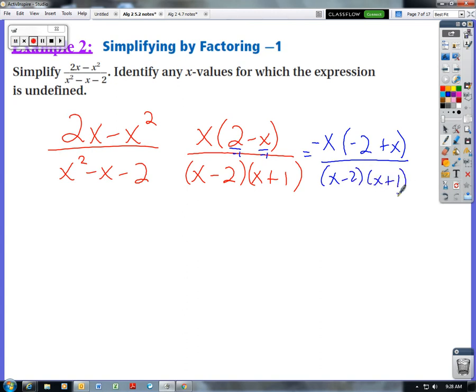Okay, now isn't this top factor the same as this one? Because addition is commutative, we could write this top one as x minus 2. So that means these two are going to cancel out. And I've got negative x over x plus 1. And then we also have to write where it's undefined. X cannot equal. For that, I need to look at the one before I canceled. So this one can't have a 2, and this one can't have a negative 1.